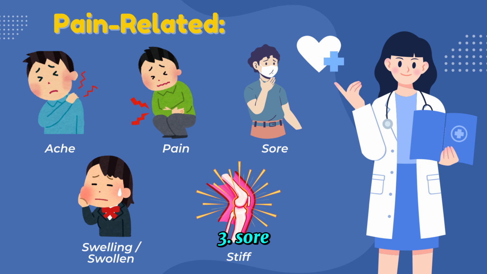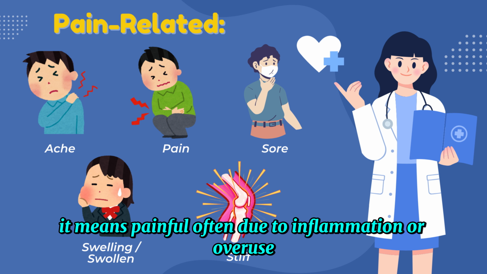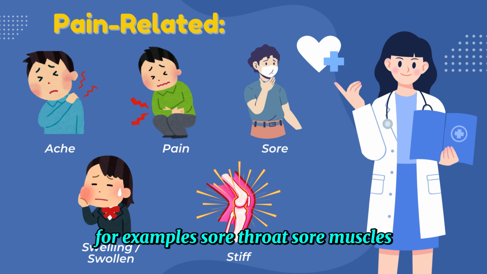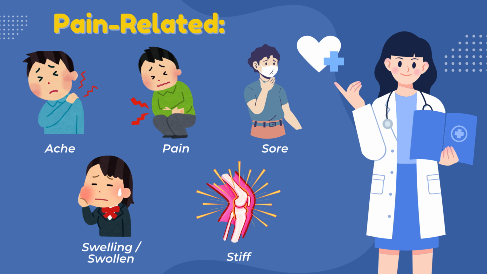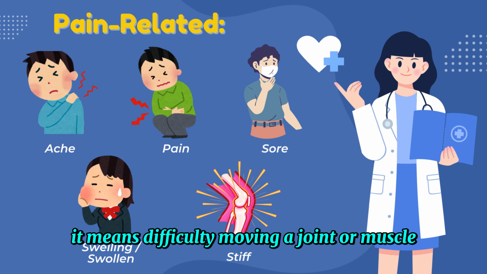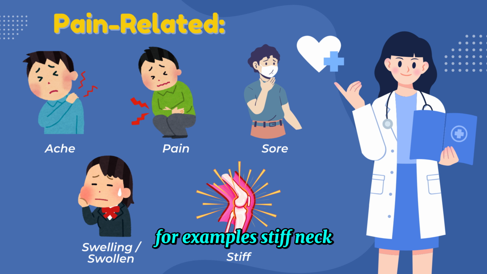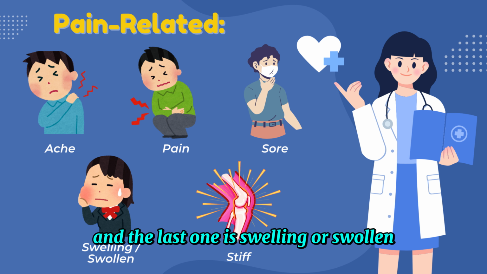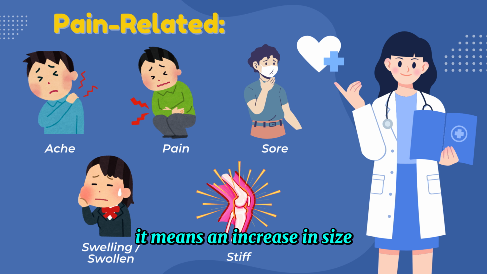3, sore. It means painful, often due to inflammation or overuse. For example, sore throat, sore muscles. 4, stiff. It means difficulty moving a joint or muscle. For example, stiff neck, stiff joints. And the last one is swelling or swollen. It means an increase in size, usually due to fluid buildup.